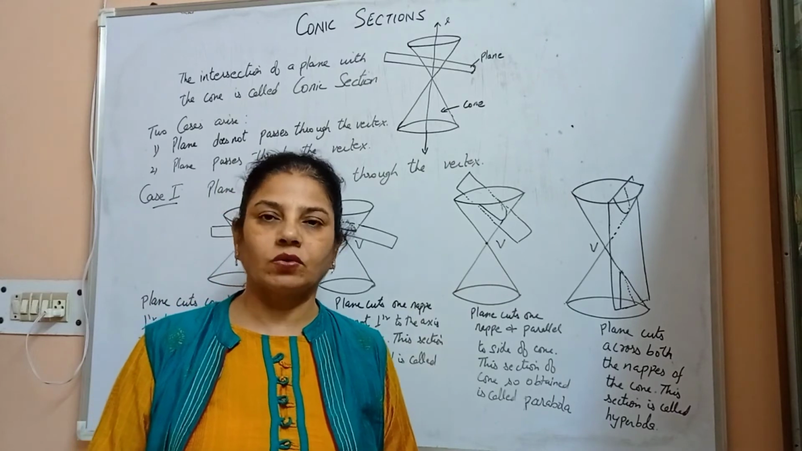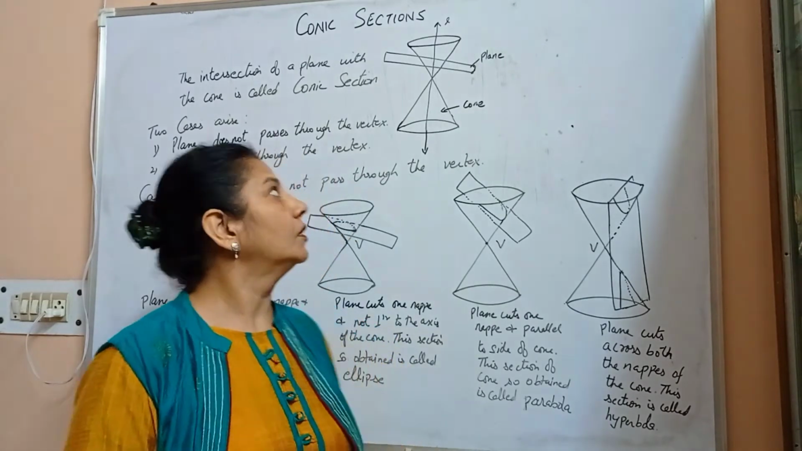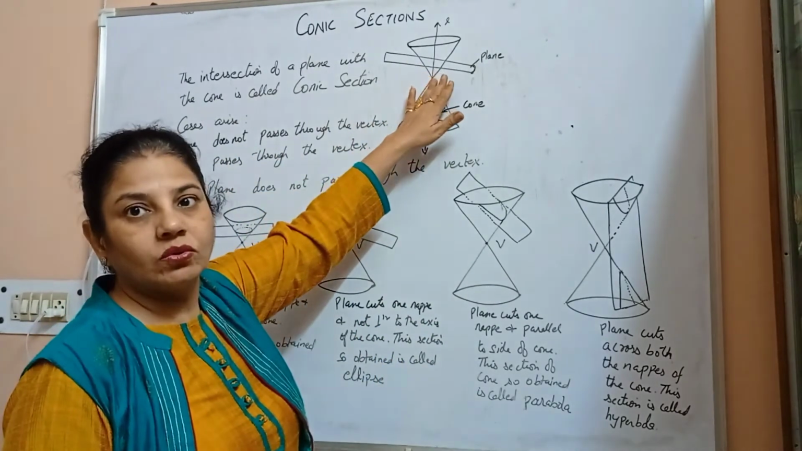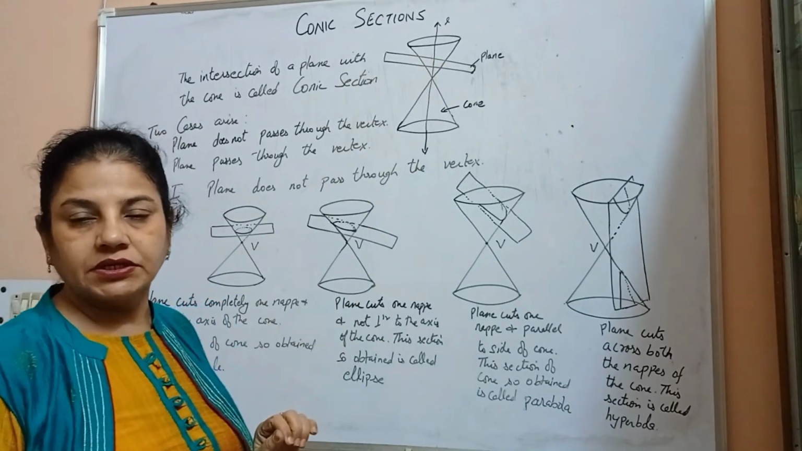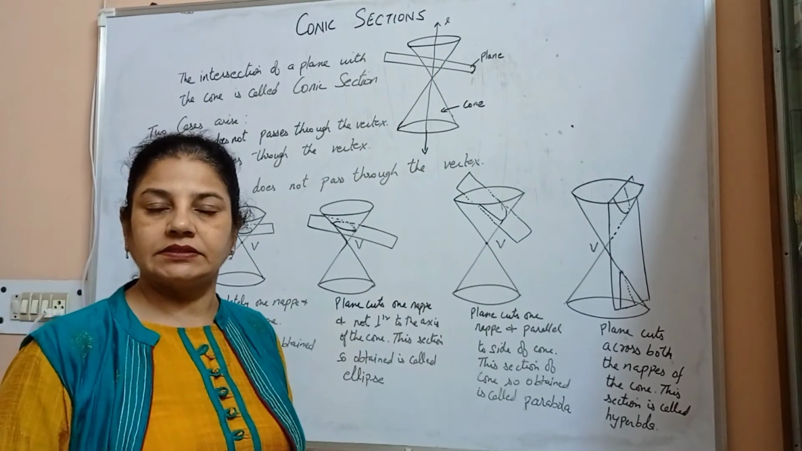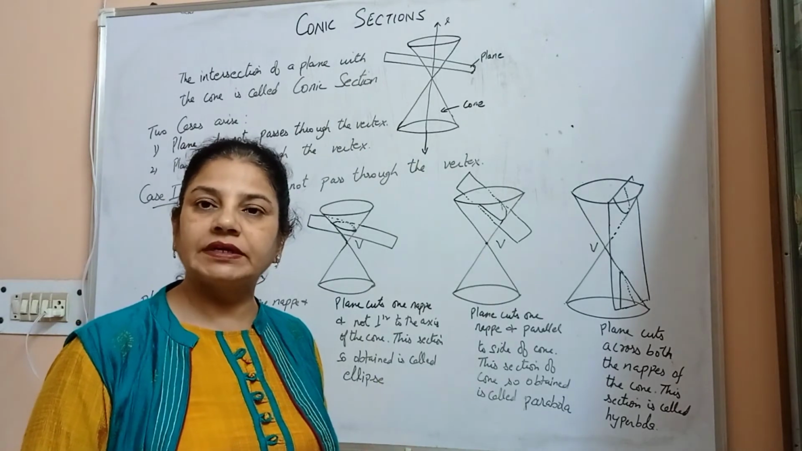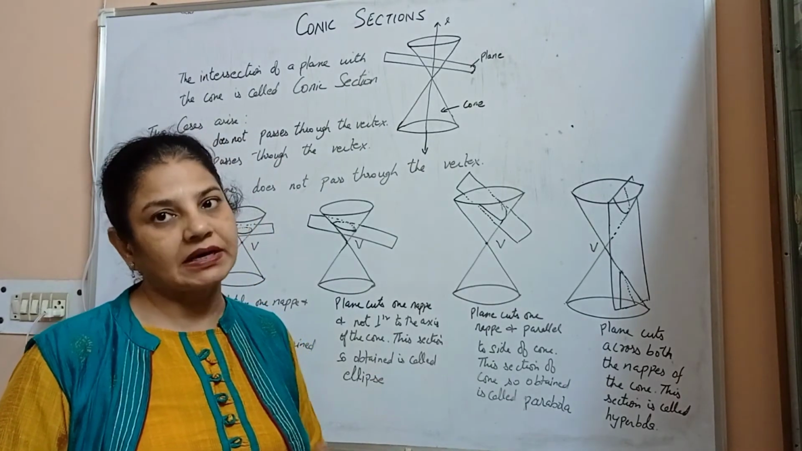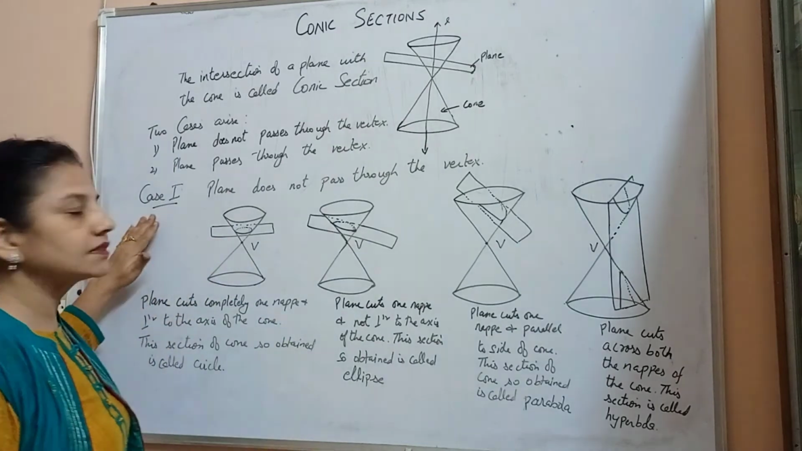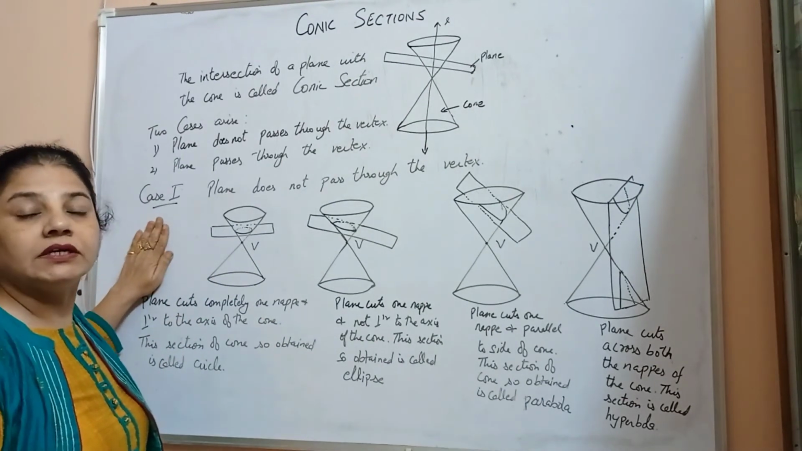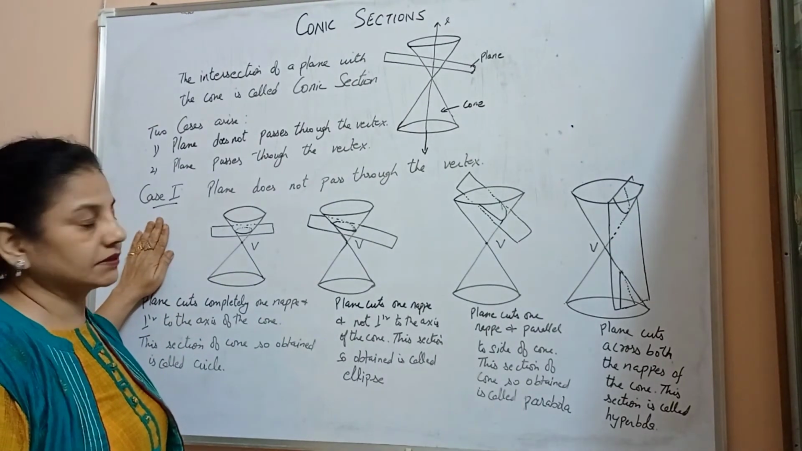The intersection of a plane with a cone is called a conic section. When a plane intersects a cone, it is called a conic section, and it arises in two cases. Case 1, when the plane does not pass through the vertex, and case 2, when the plane passes through the vertex. Let us consider case 1, when the plane does not pass through the vertex.